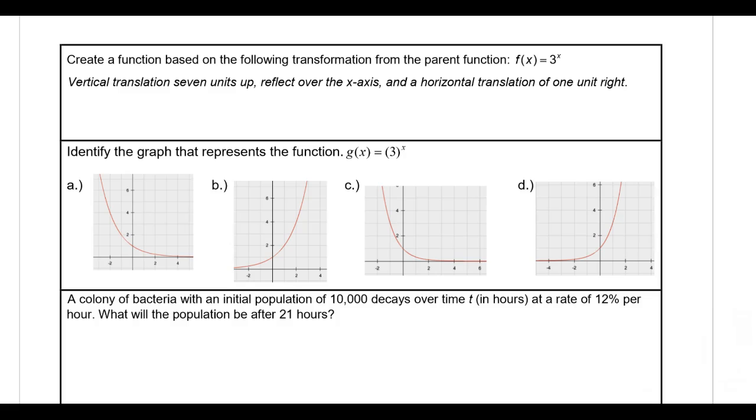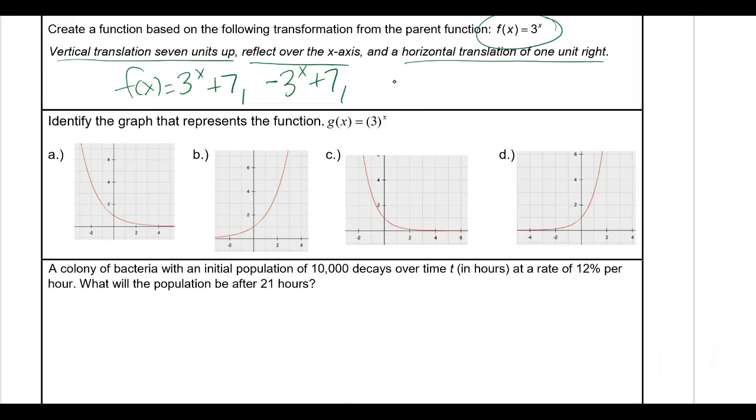Okay, so now create a function based on the following transformation from the parent function. So this is our parent function, okay? We're going to start with that. And then we want this translation to go up 7 units. So remember, to vertically translate, we change what we add or subtract on the outside. So for the first one, it's going to be that same function, 3 to the x, plus 7, because we want it to go up 7. And then the next one, we want it to reflect. And to make a reflection happen, we need to put a negative in front of our function.